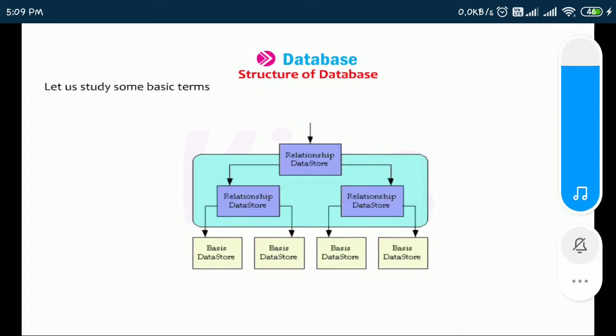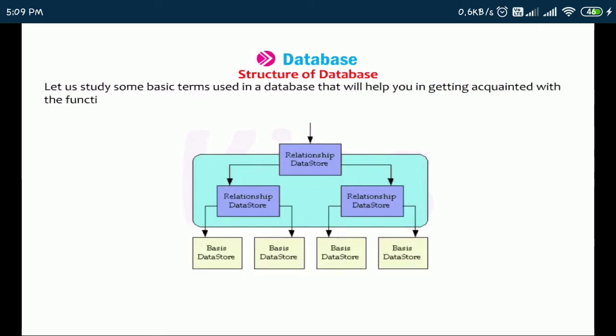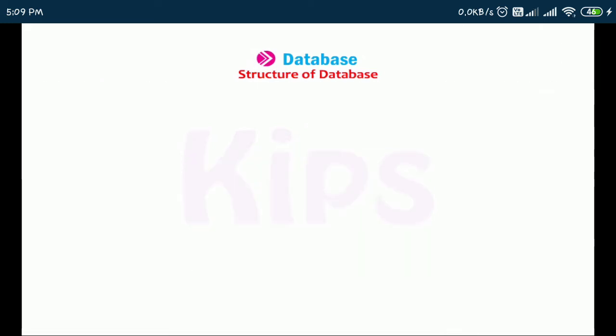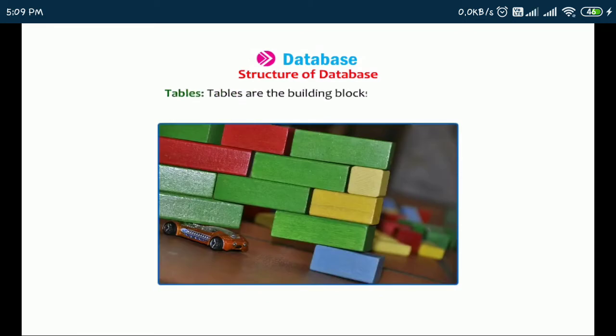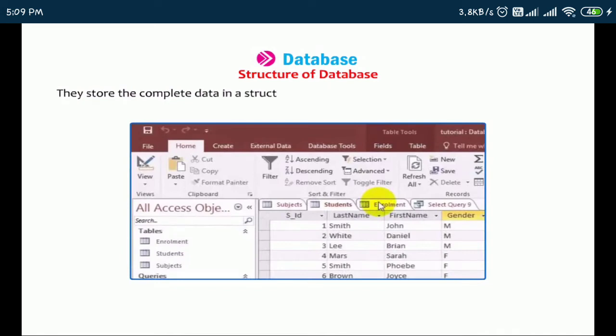Study some basic terms used in a database that will help you in getting acquainted with the functioning of a DBMS. Tables. Tables are the building blocks of a database. They store the complete data in a structured manner, that is, in the form of rows and columns. Every table has a finite number of columns and rows.